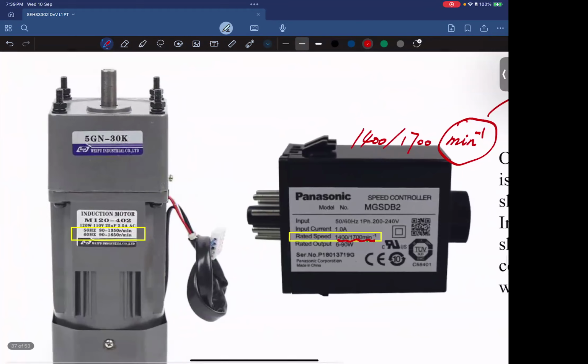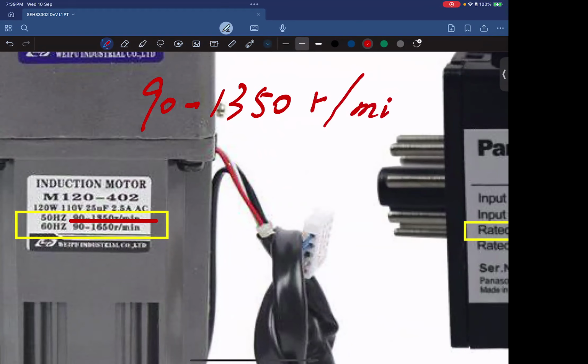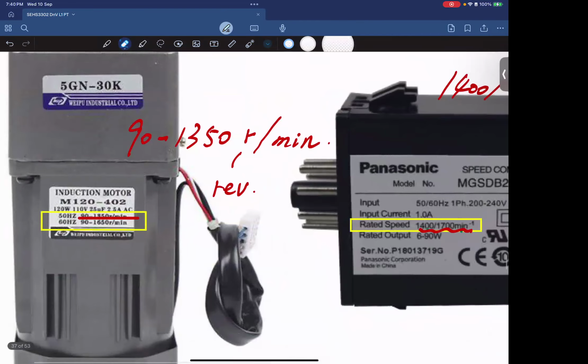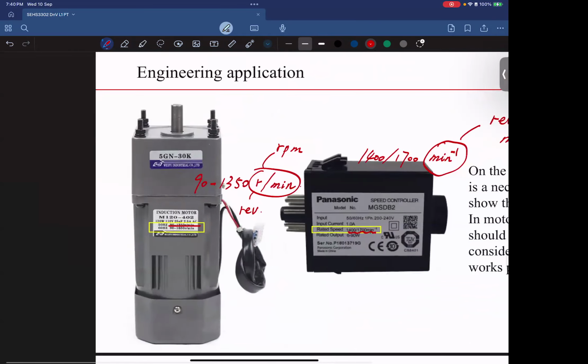Okay, and this one, I just make it clear. For the first one, it's 90 to 1350 R per MIN. R is for revolution, for one cycle, one turn, and MIN is minute. So in RPM, revolution per minute.